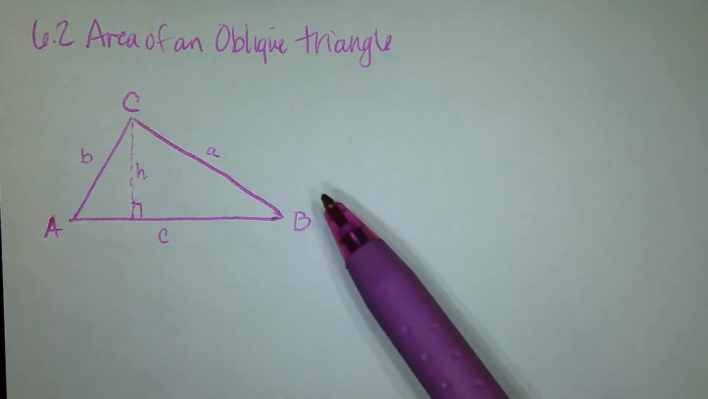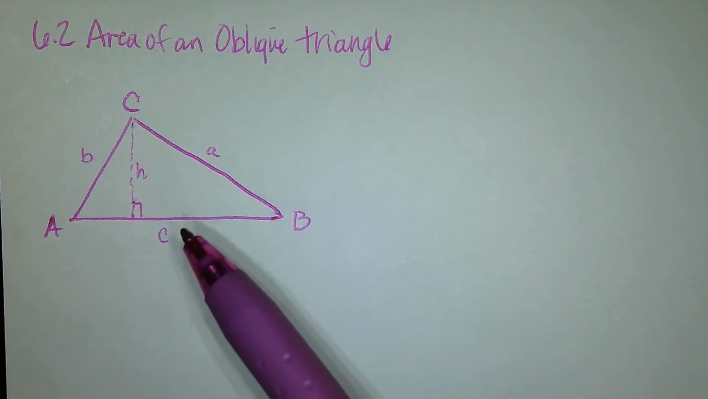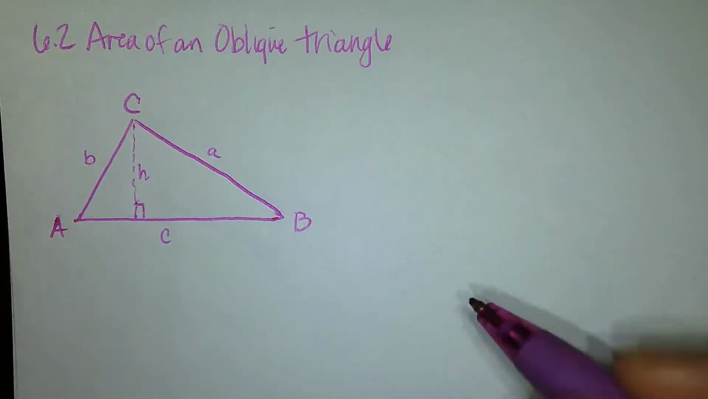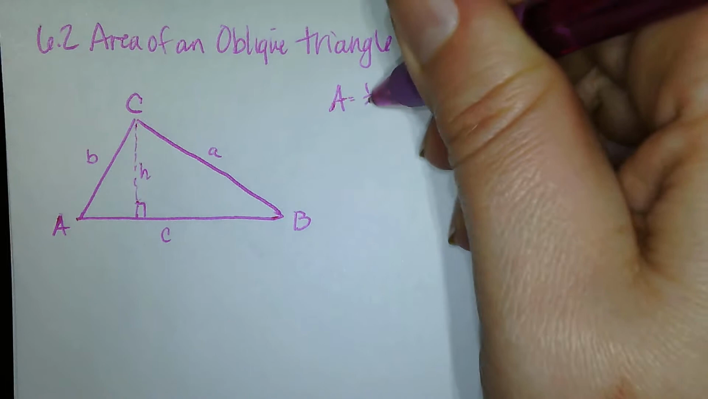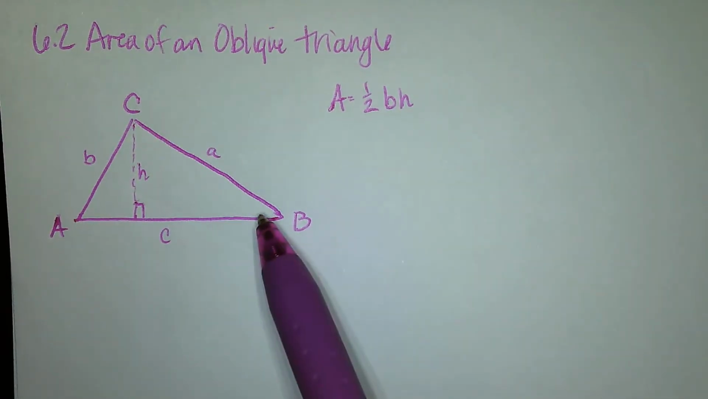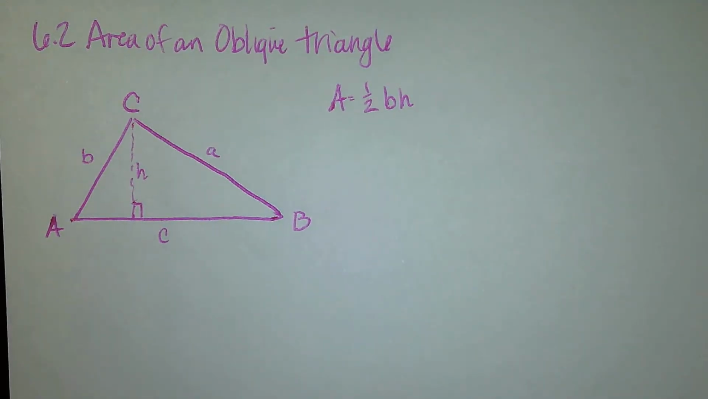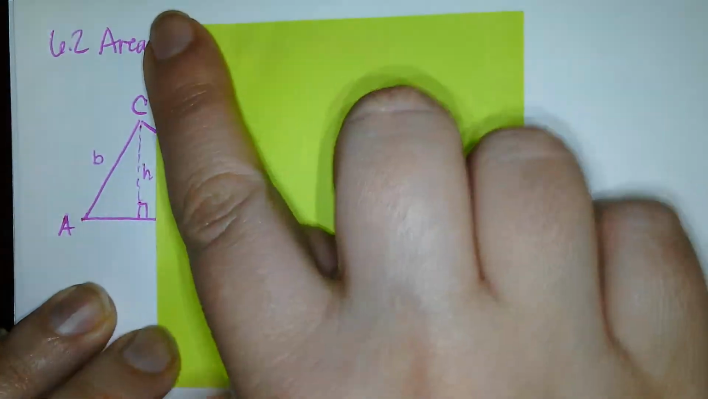Alright, so if we want to find the area of an oblique triangle, we need the height, because if you remember, the formula for a triangle is 1/2 base times height. So obviously the base is c. How do we get the height? We actually visualize this small triangle, and we would do a little bit of sine stuff. Right there. Just visualize that triangle.